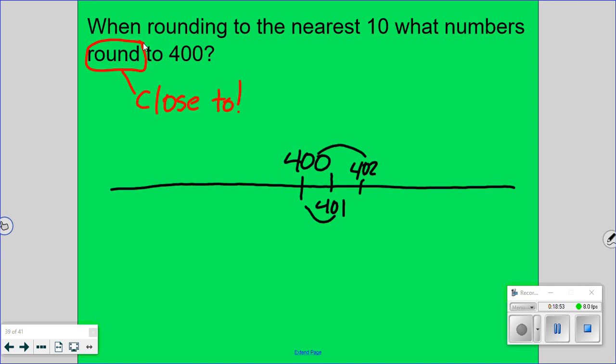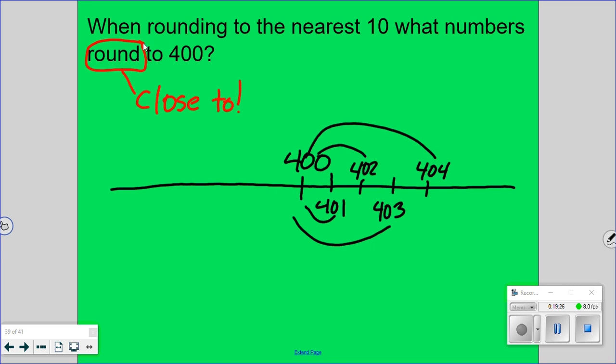Any other numbers? Julia? 403. That's super close. So all of these numbers would round to 400 if I was rounding to the nearest ten. Okay. Does that make sense? Yeah. All right. Any other ones? Do you think of any other ones? Rogan? 404. That's a close to number. That would definitely round to 400.